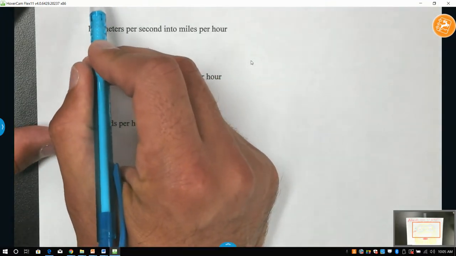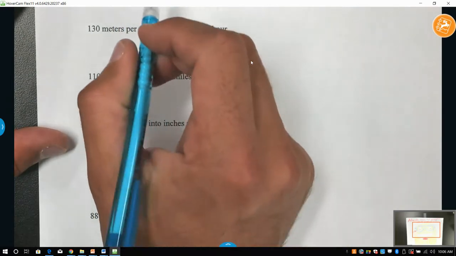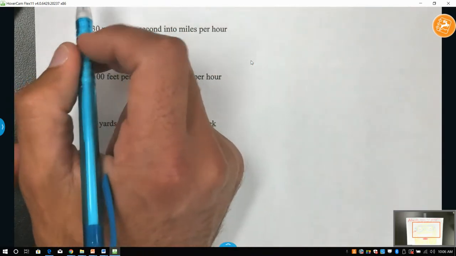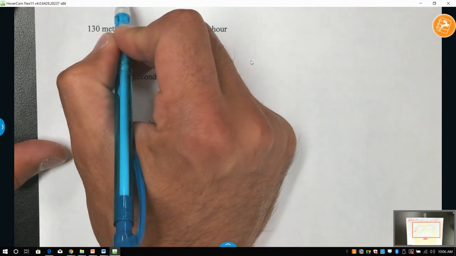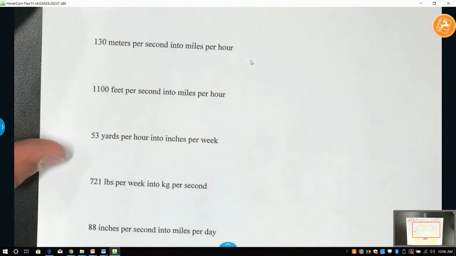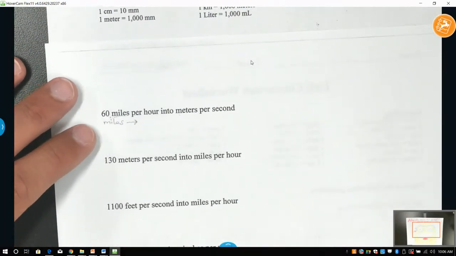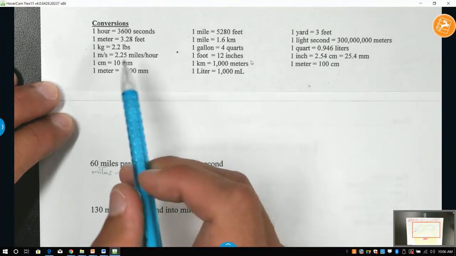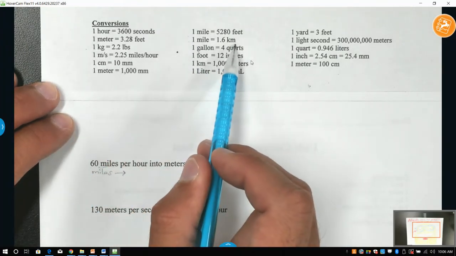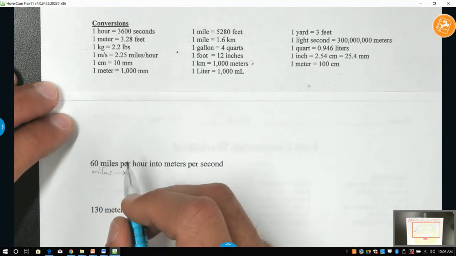So we got to go from 60 miles per hour into meters per second. So we are going to have miles on top. We don't have a miles to meter conversion on our paper, right? We do not. I do not believe I see one. So what we do have, though, is miles to kilometers and then kilometer to meter. So that is kind of what the process would be here.